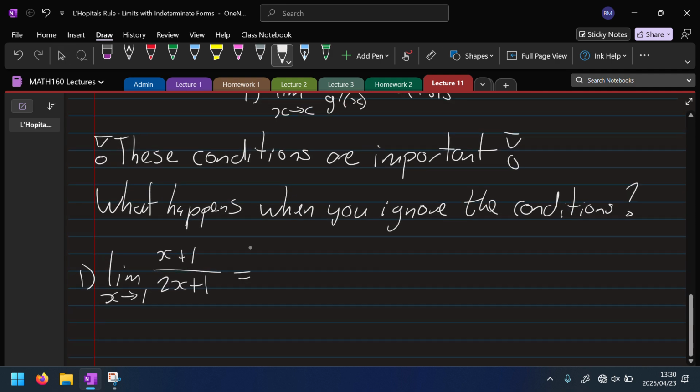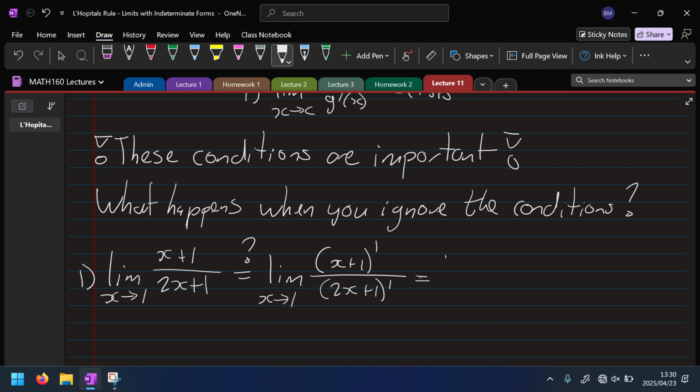So this is equal to question mark, because there's a problem here. So let's try use L'Hopital's rule by ignoring condition 1. So this is going to be the limit as x goes to 1, x plus 1 derivative over 2x plus 1 derivative. So this will be the limit as x goes to 1. The derivative of the top, that's going to be a 1. The derivative of the bottom, that's going to be a 2. So this is a half. Okay, so we ignored condition 1. We didn't check any conditions. We just used L'Hopital's rule and we got a half.